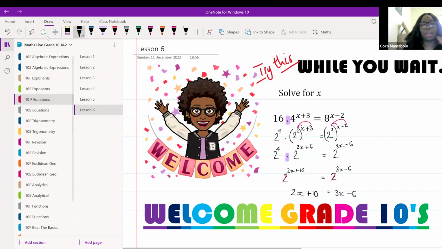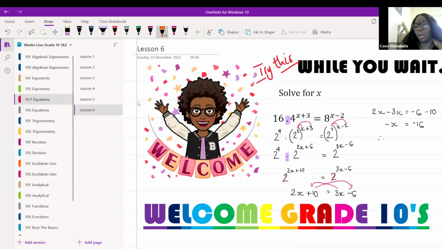From here, we can just solve for x. I'm going to take the 3x over to that side and bring 10 over to that side. So we're going to get 2x minus 3x is equal to negative 6 minus 10. 2x minus 3x gives me negative x, and negative 6 minus 10 gives me negative 16. Therefore, I must divide both sides by negative 1. Therefore, x is equal to 16.